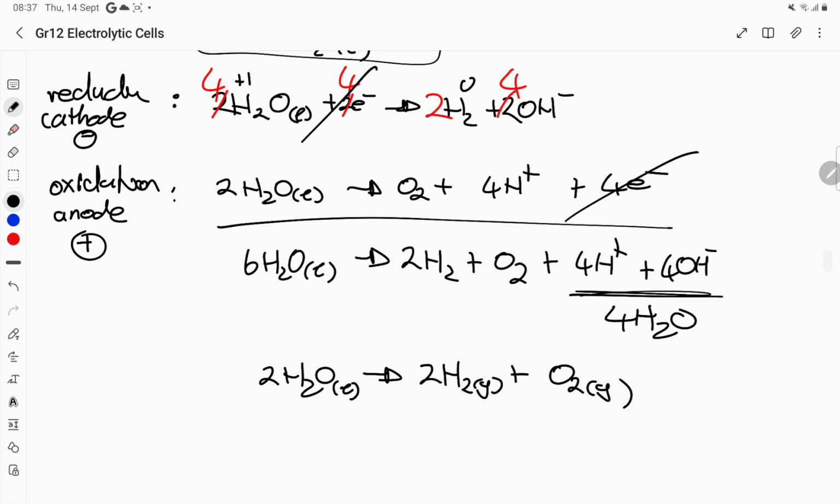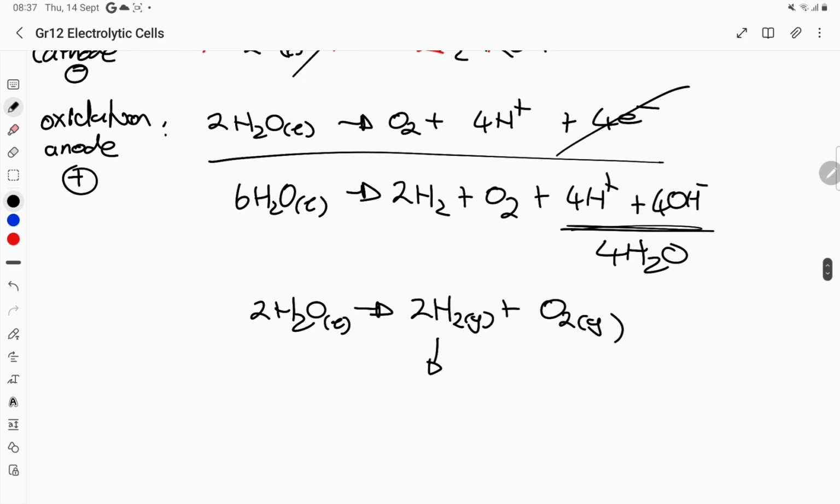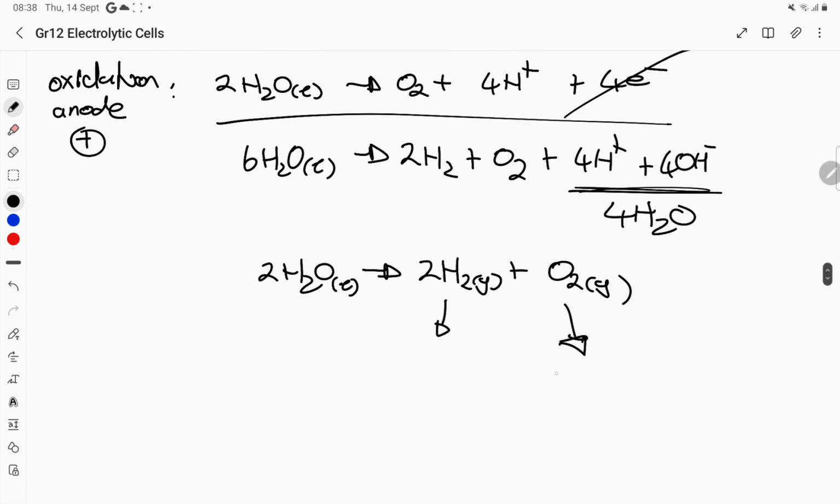So that's how we get that. And how do you test for hydrogen? You light a match near the test tube that contains hydrogen gas and it makes a popping sound, a little mini explosion. And for oxygen, we take a glowing splint of wood and it will ignite if you put it by the mouth of the test tube. So we have a burning splint.